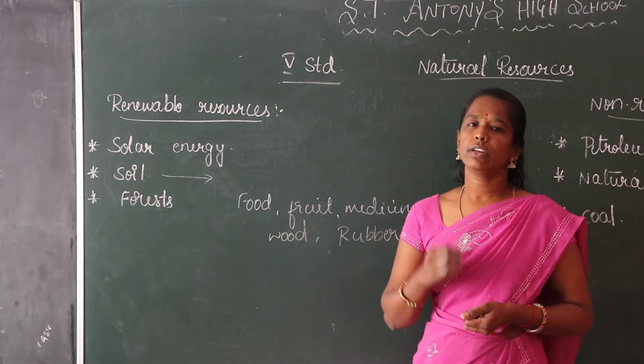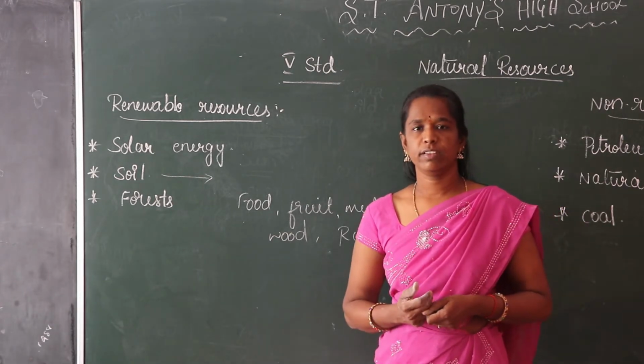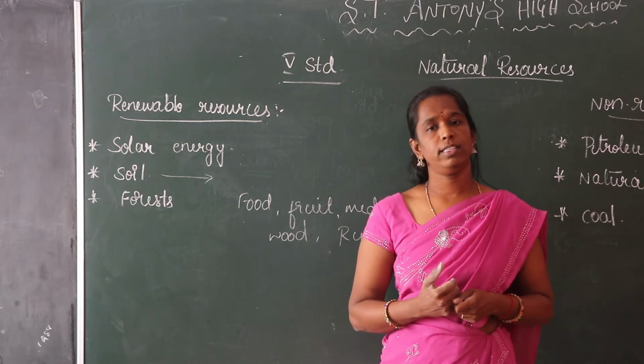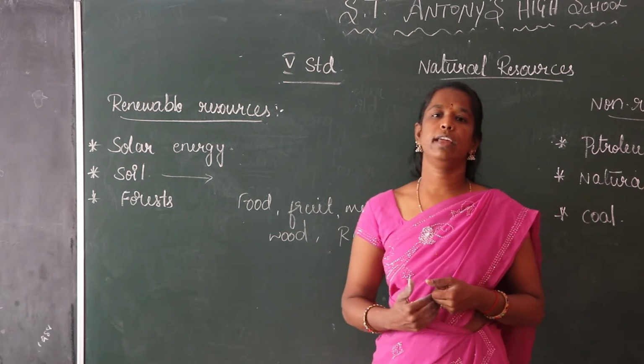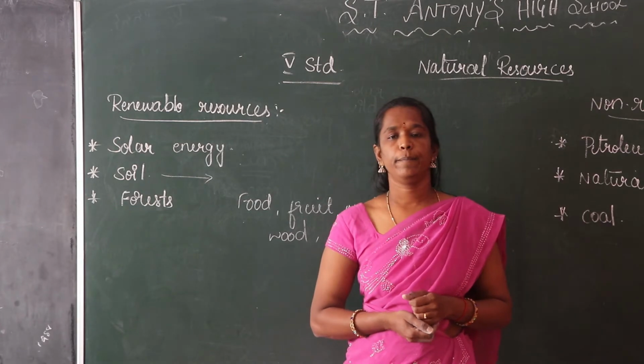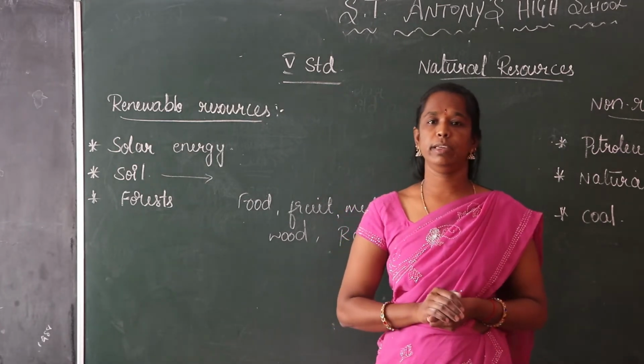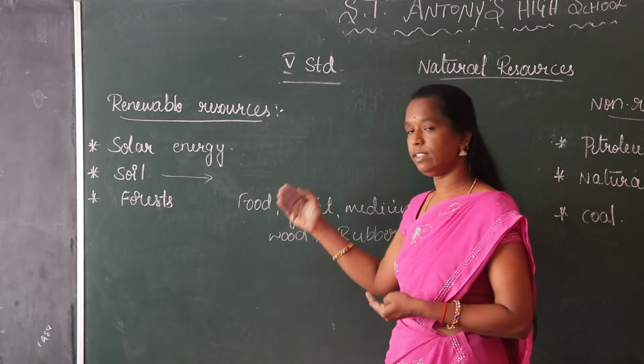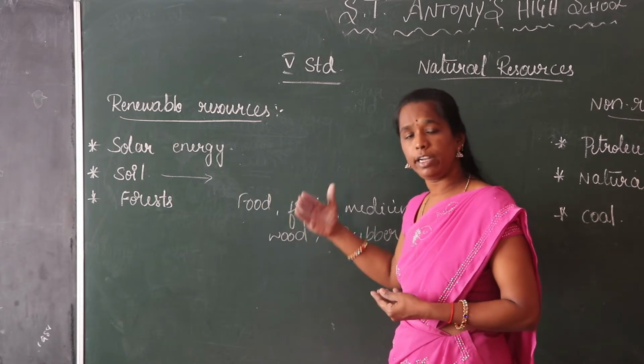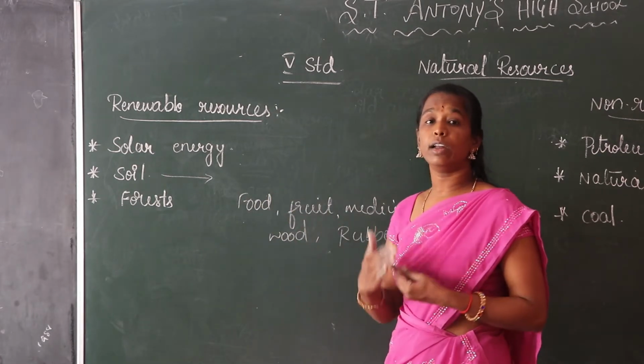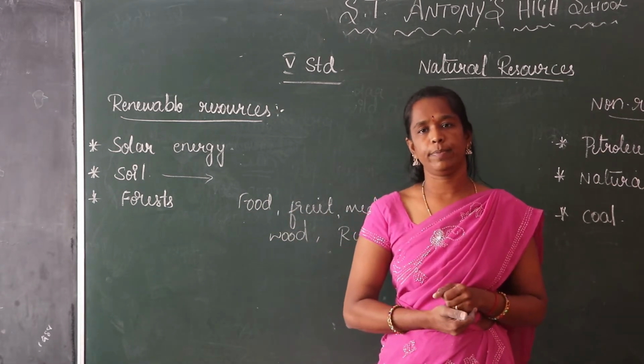Okay, children. So you have to write some more examples in your textbook. And also, nowadays we cut the trees. We cannot conserve the forest. Here some laws are there. The conservation of energy. So conservation of energy means protection of forest from cutting down the trees and also the natural calamities.